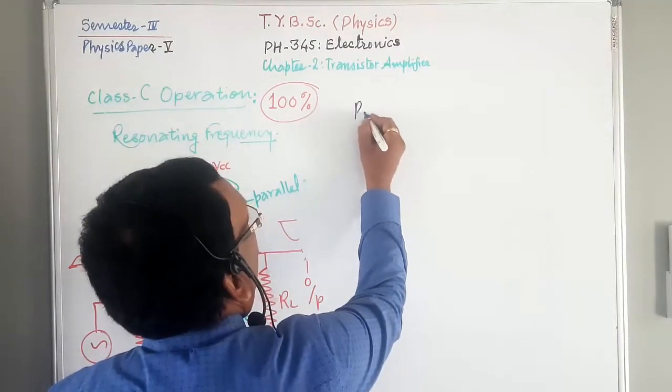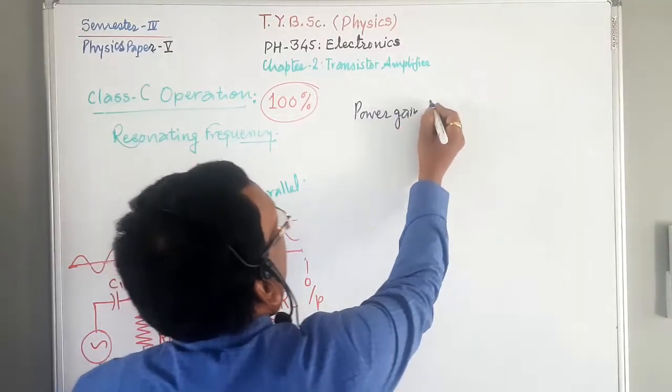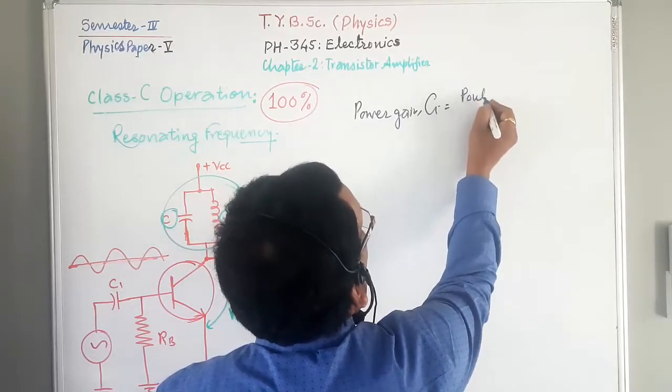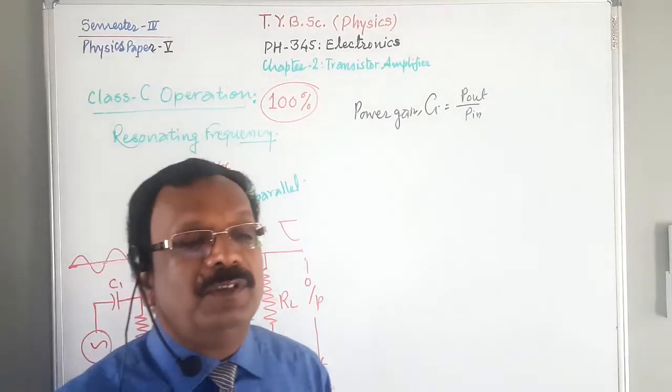What is the formula for power gain? G is equal to P out divided by P in. This is the formula for power gain.